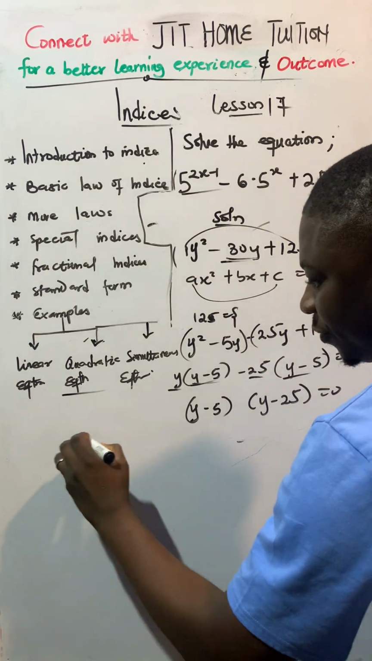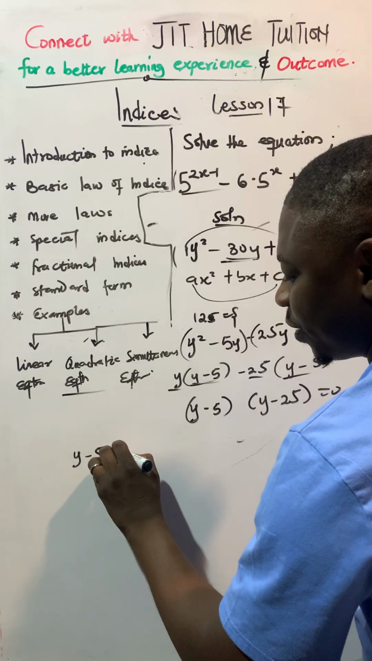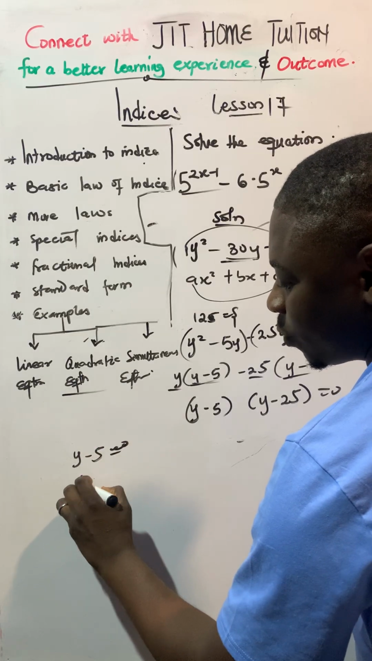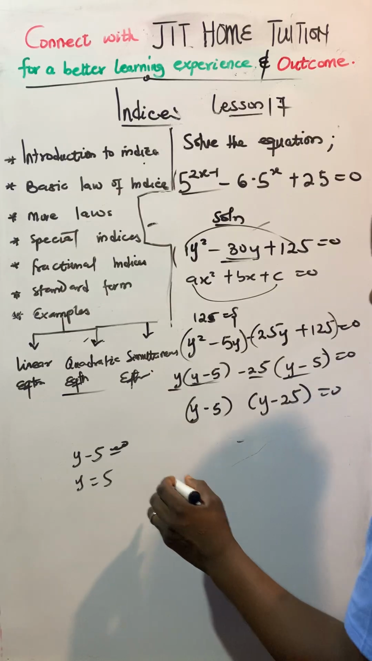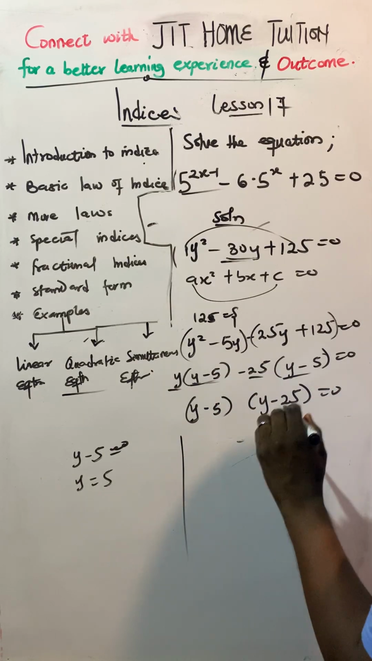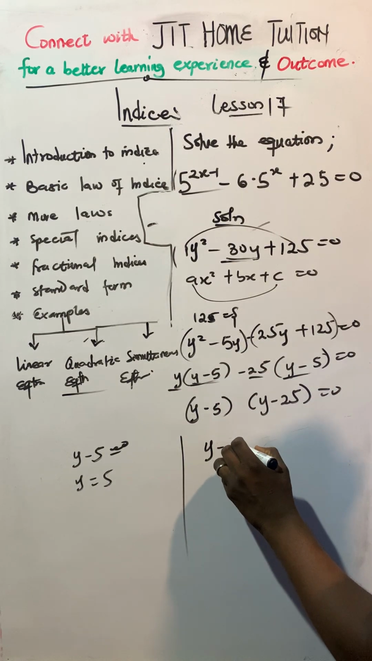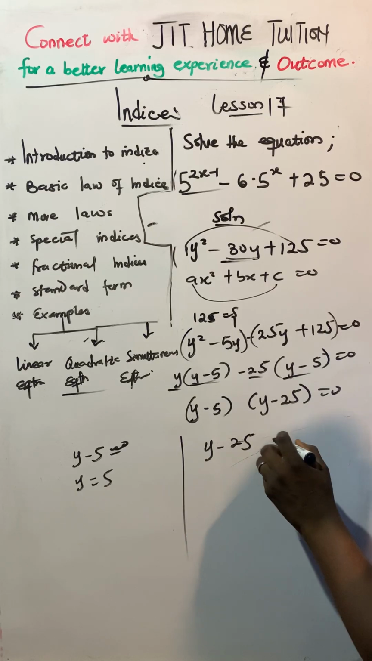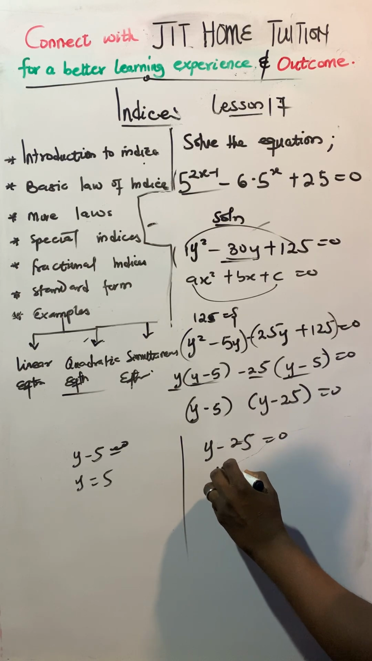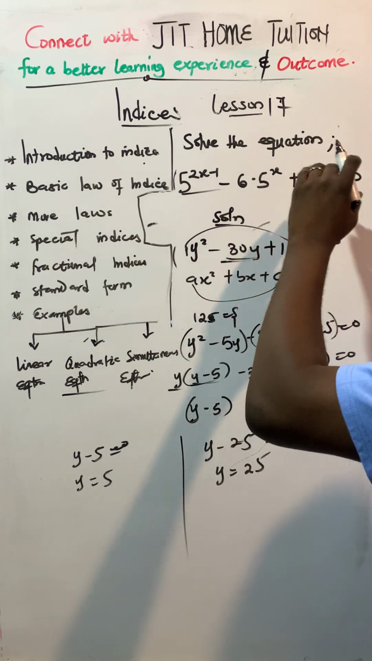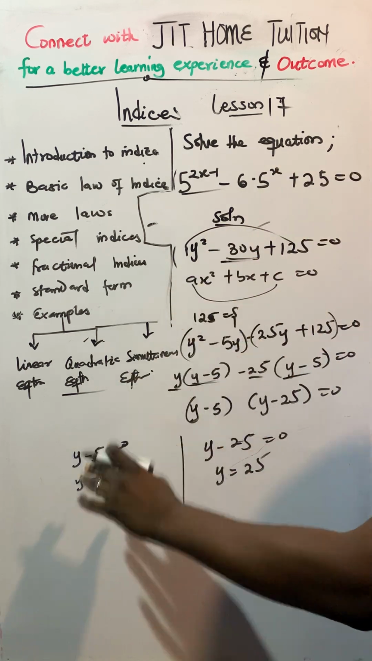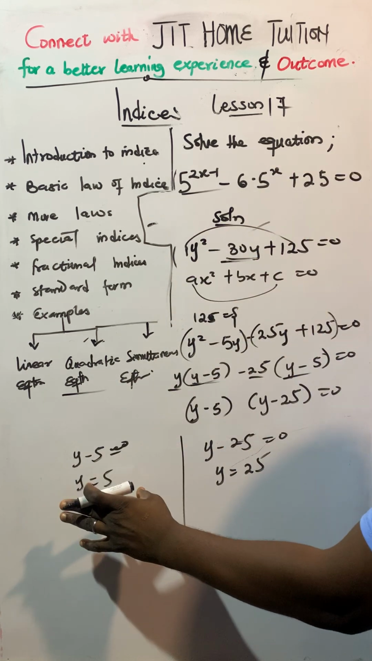So you have y minus 5 equal to 0, and y will be equal to 5. That is the first part. Now you come to the second part, which is y minus 25 equal to 0, and you have y equal to 25. You are not done. The question said we should find x. What we have found so far is y.